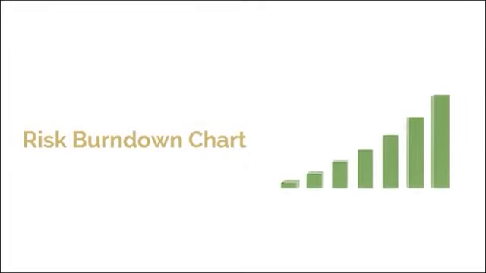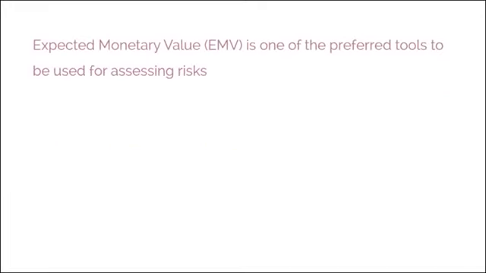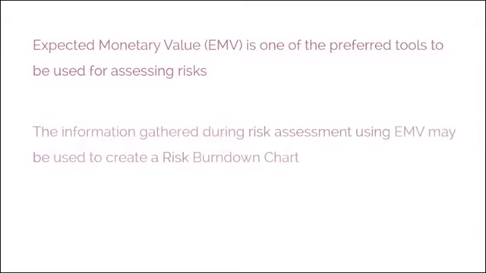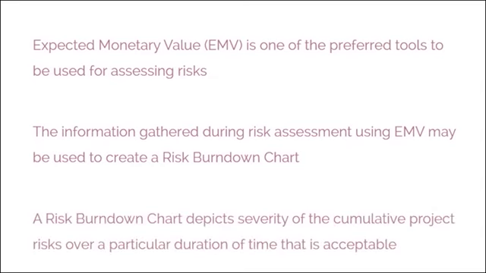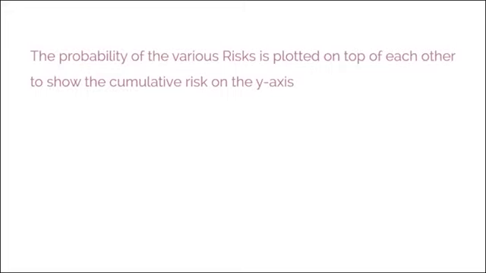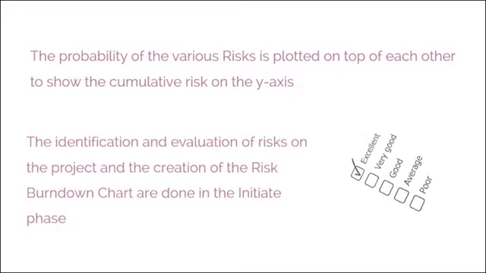Risk Burndown Chart. Expected monetary value, EMV, is one of the preferred tools to be used for assessing risks. The information gathered during risk assessment using EMV may be used to create a risk burndown chart. A risk burndown chart depicts the severity of the cumulative project risks over a particular duration of time that is acceptable. The probability of the various risks is plotted on top of each other to show the cumulative risk on the y-axis.